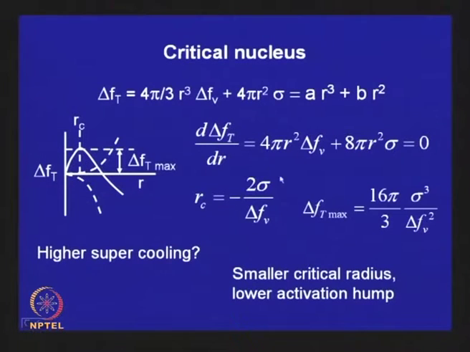So, this shows that the higher the supercooling, the smaller is the critical nucleus size, and also the height of this energy hump is lower. So, in a way you can say that if the supercooling is more, the reaction will be much more spontaneous, it can take place easily. Therefore, to get a finer grain size in the solidified material, you have to cool it fast, so that there is a higher degree of undercooling and the critical nucleus size is small.